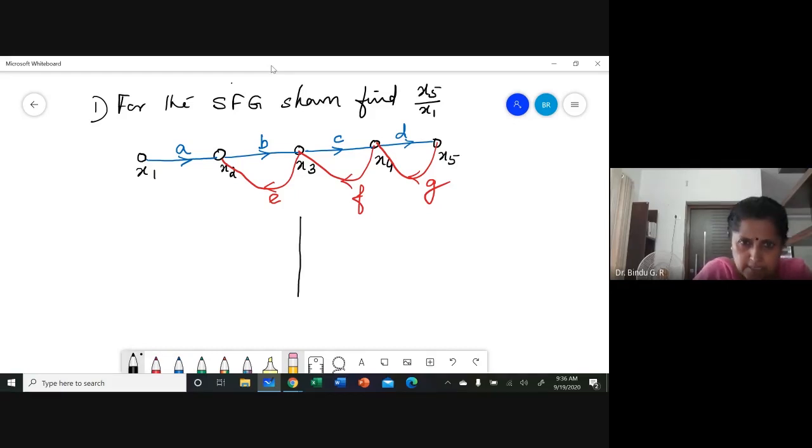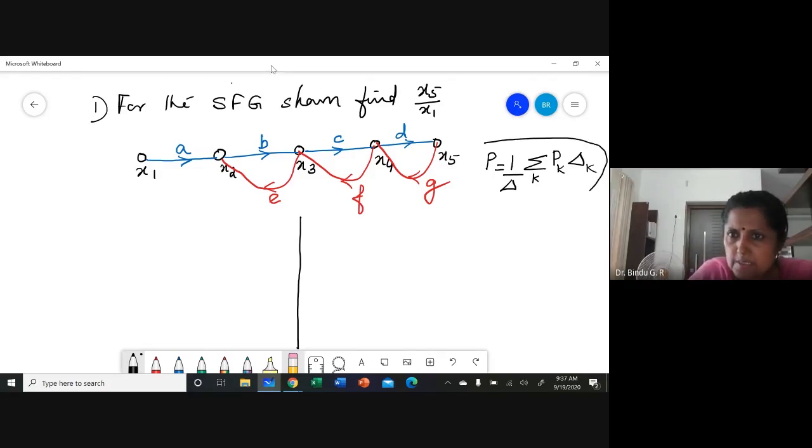This is the SFG given, signal flow graph given. And what was the Mason's gain formula given? P is equal to 1 by delta sigma K P K delta K. This I am sure by the end of this class you will remember. P is equal to 1 by delta sigma K Pk delta K was the Mason's gain formula.